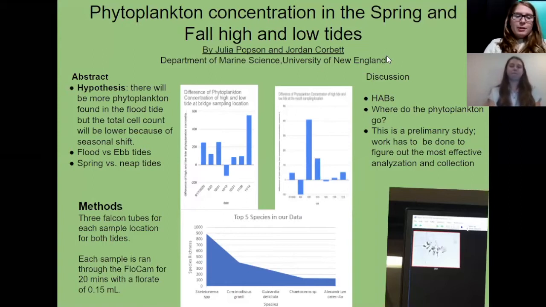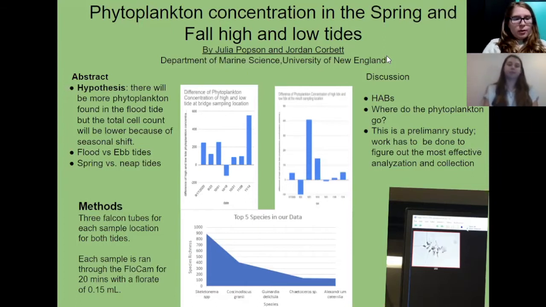The abstract for our study is that preliminary data is being gathered on the concentration of phytoplankton flowing into and out of Biddeford Pool. With knowledge of the pattern of phytoplankton concentration during flood and ebb tides flowing into and out of Biddeford Pool, it can lead to further questions of what happens to the phytoplankton during their time in Biddeford Pool. For example, do they become prey to other organisms or do they settle at the bottom?